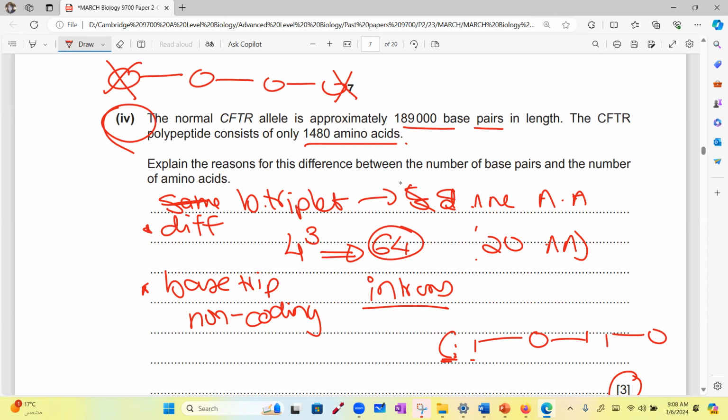Yes, you can also say that. This is what you will start with actually: the base triplet, 3 bases, 1 amino acid. So this is one reason. And you have different bases for the same amino acid. And sometimes they're not coding. So I have them there, but they don't code. They don't give me amino acids. I remove the bases because they would give me amino acids that are start or stop.